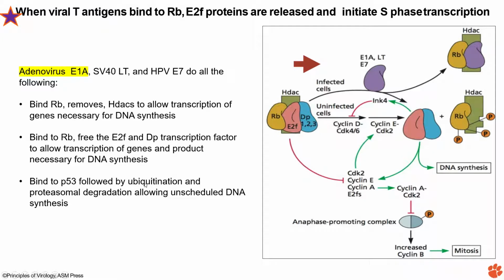And also along with that, this is not from this slide. This is a different slide, but I just put it in there so that you can make a connection. The E1A also binds to the p53, followed by ubiquitination and proteasomal degradation, allowing unscheduled DNA synthesis. So this is from a different slide, but I just put it in there because we can ask the functions of the E1A like this. So if I give the function, all of them are functions of E1A. All right.